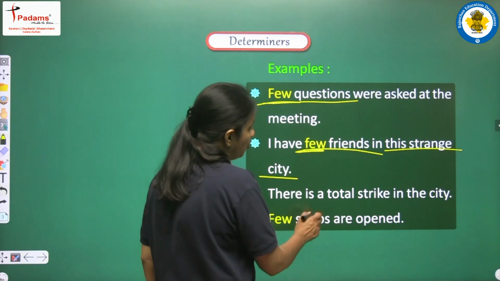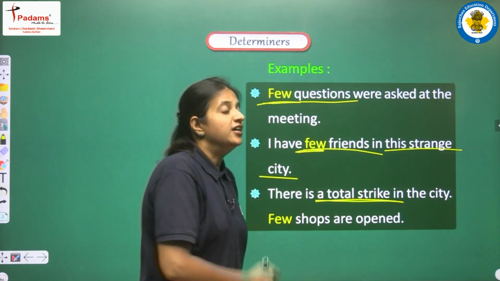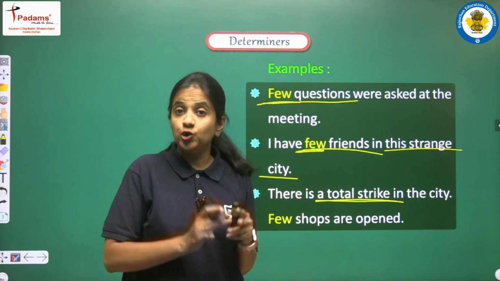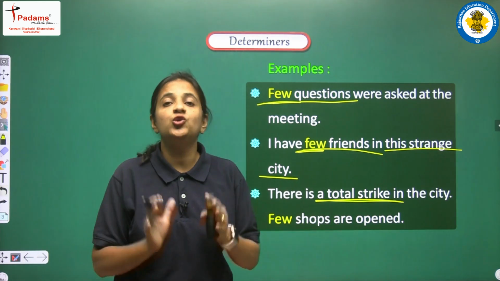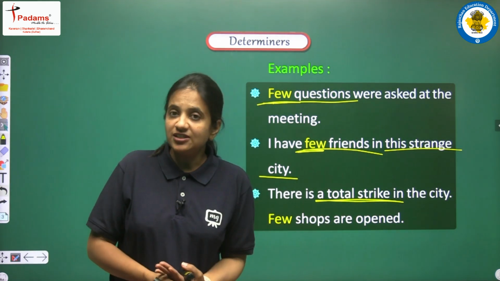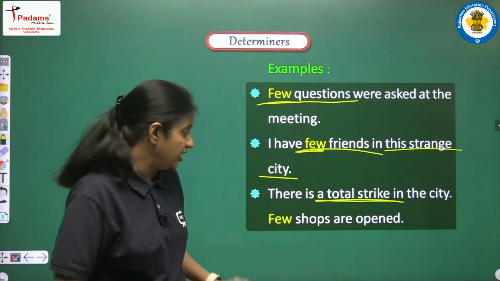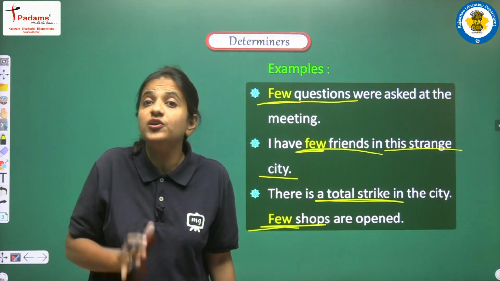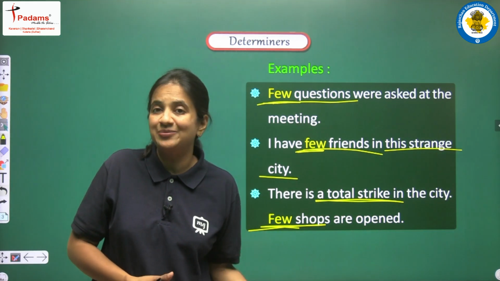So when somewhere there is a total strike, in the first sentence one thing is clear that in the city there is a total strike. अब जब वहाँ पे total strike है so obviously जो shops हैं वो सब बंद होंगी, तो ऐसे में जो open shops होंगी वो कैसी होंगी? Only few, it means ना के बराबर.